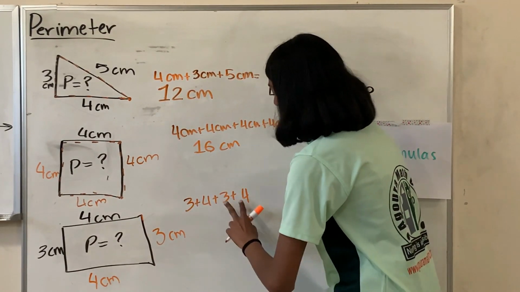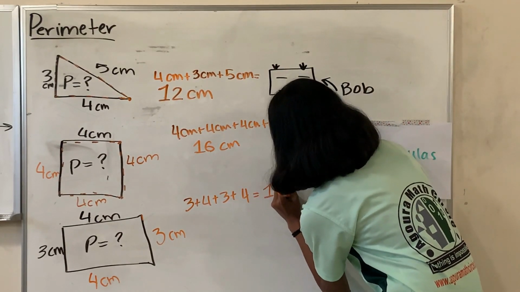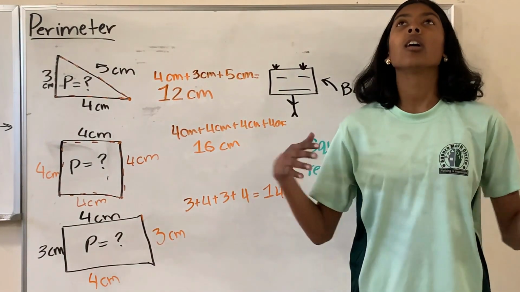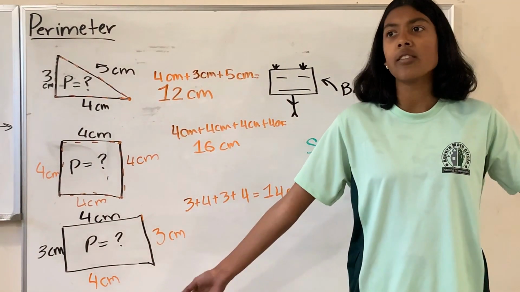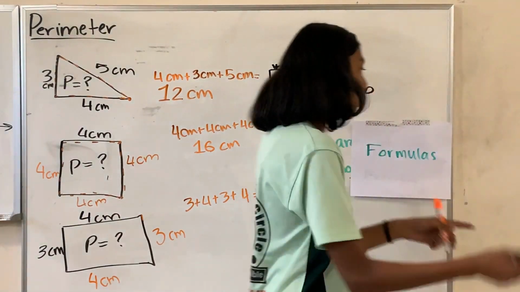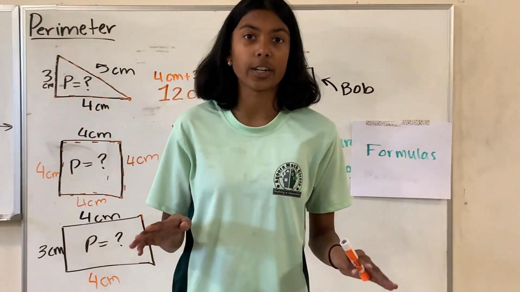3 plus 4 is 7, plus another 3 plus 4 is 7, which is 14 centimeters. But wait, you might be wondering, oh, this is going to take forever. What if I have a giant problem? Well, we're going to have some formulas. Yay! So I hid these for now so you guys don't take a shortcut into trying these.